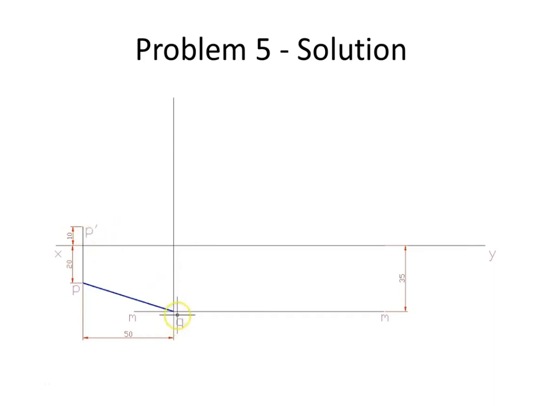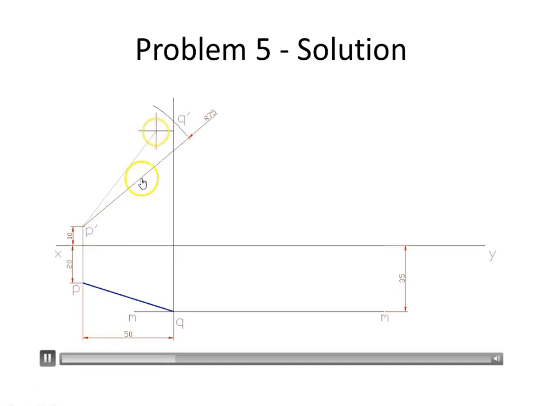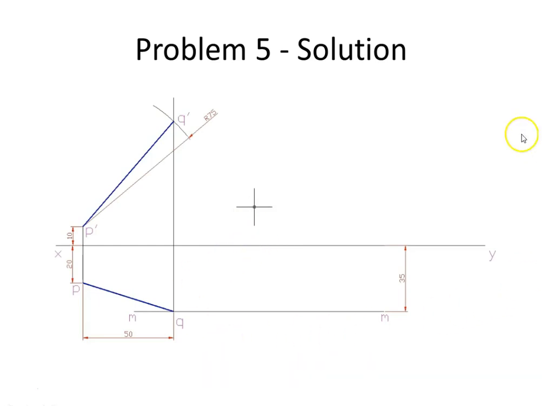And now we project Q to the other side. The front view distance is given as 75 mm, which is marked by cutting on the projector, and where it cuts, that will be Q dash. So you simply join this point to P dash and you get P dash Q dash. Now we have got the two views.